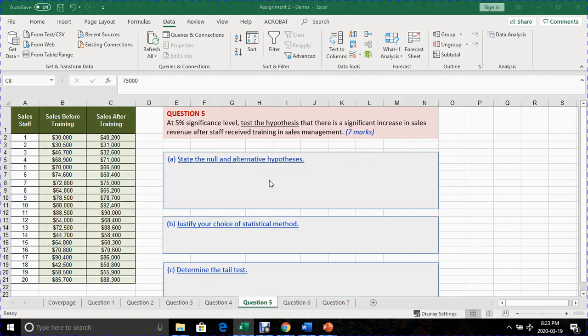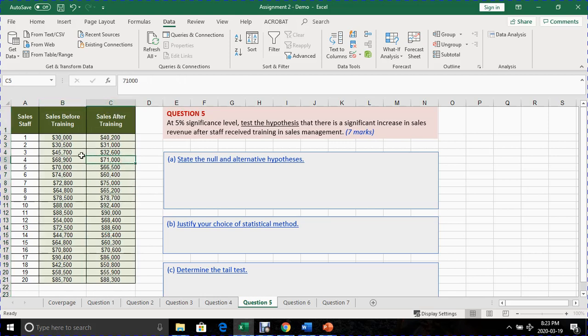Hello. Question 5. In question 5, the interest here is to assess whether two samples, which are collected before and after an event, show a significant change in values after the event compared with before the event. So this is what we call hypothesis testing involving matched data or paired data, right? So we're going to compare before data with after data.